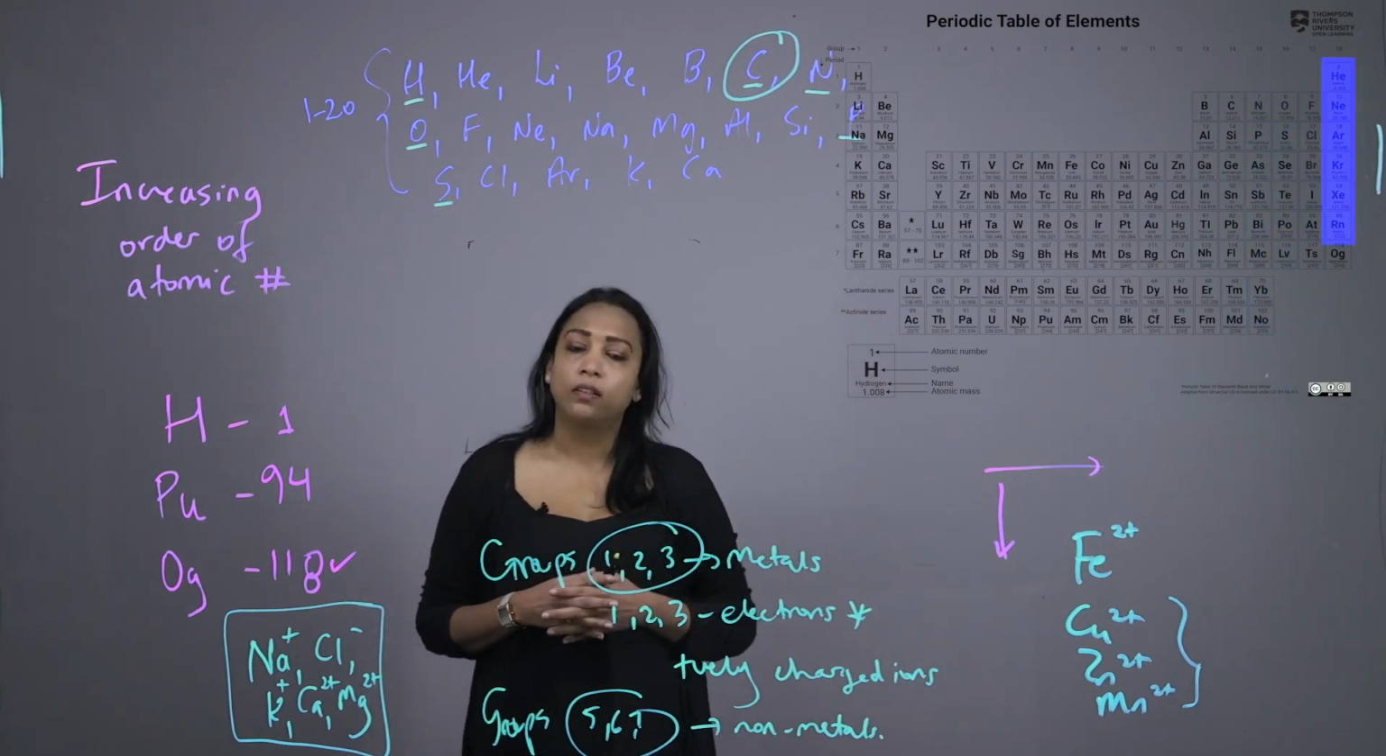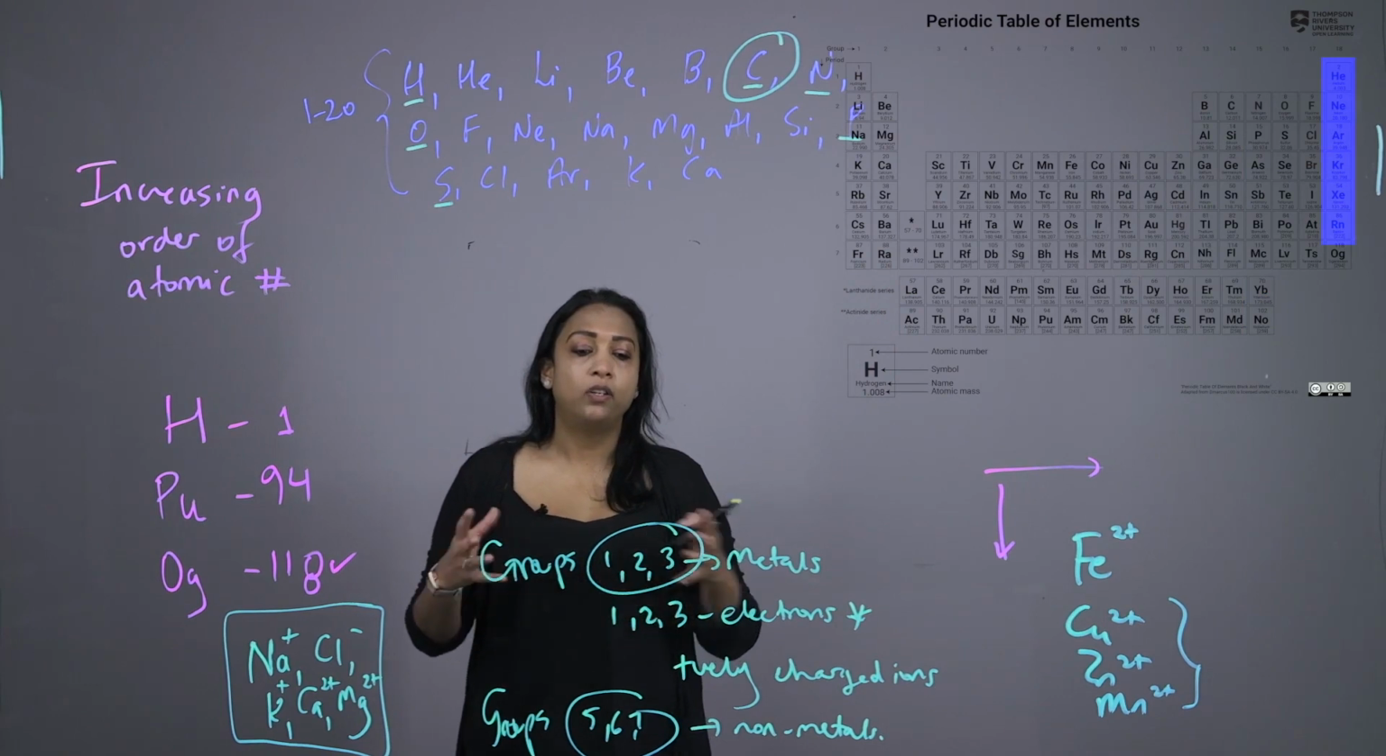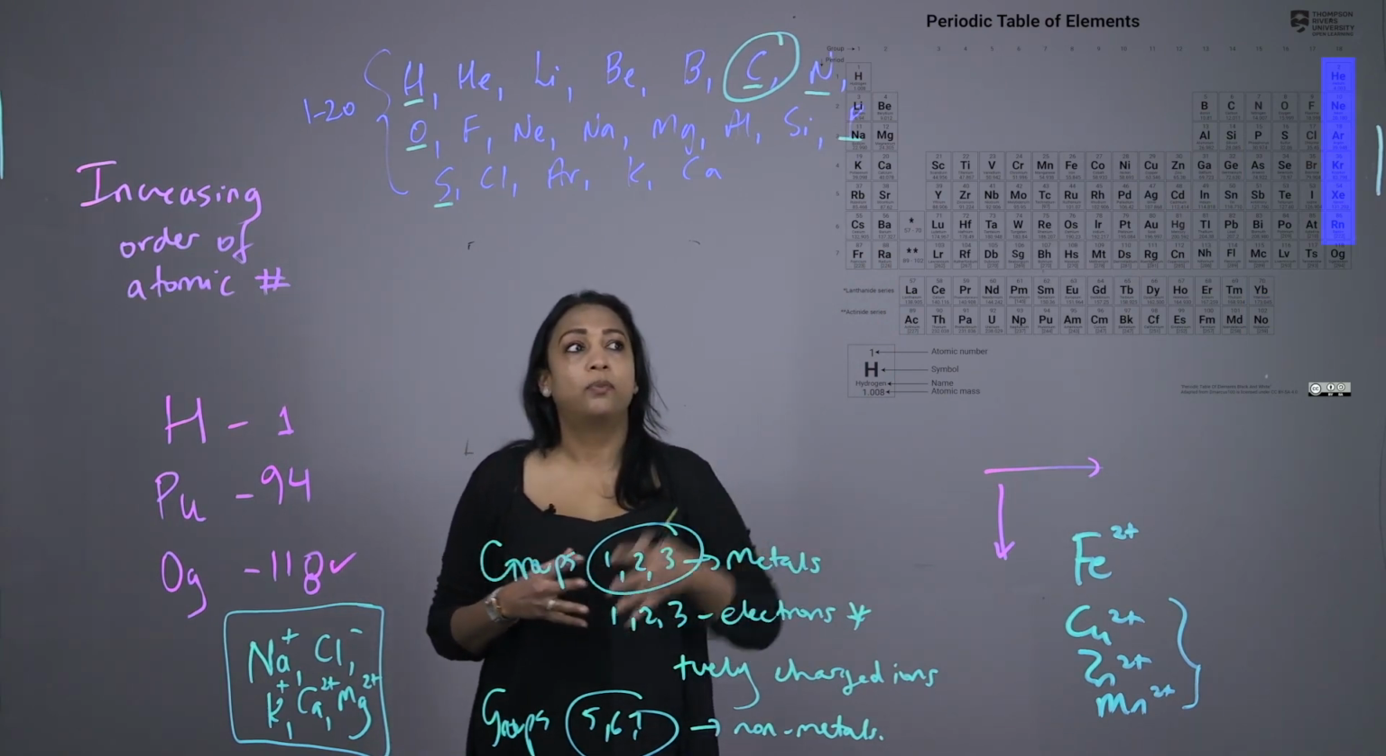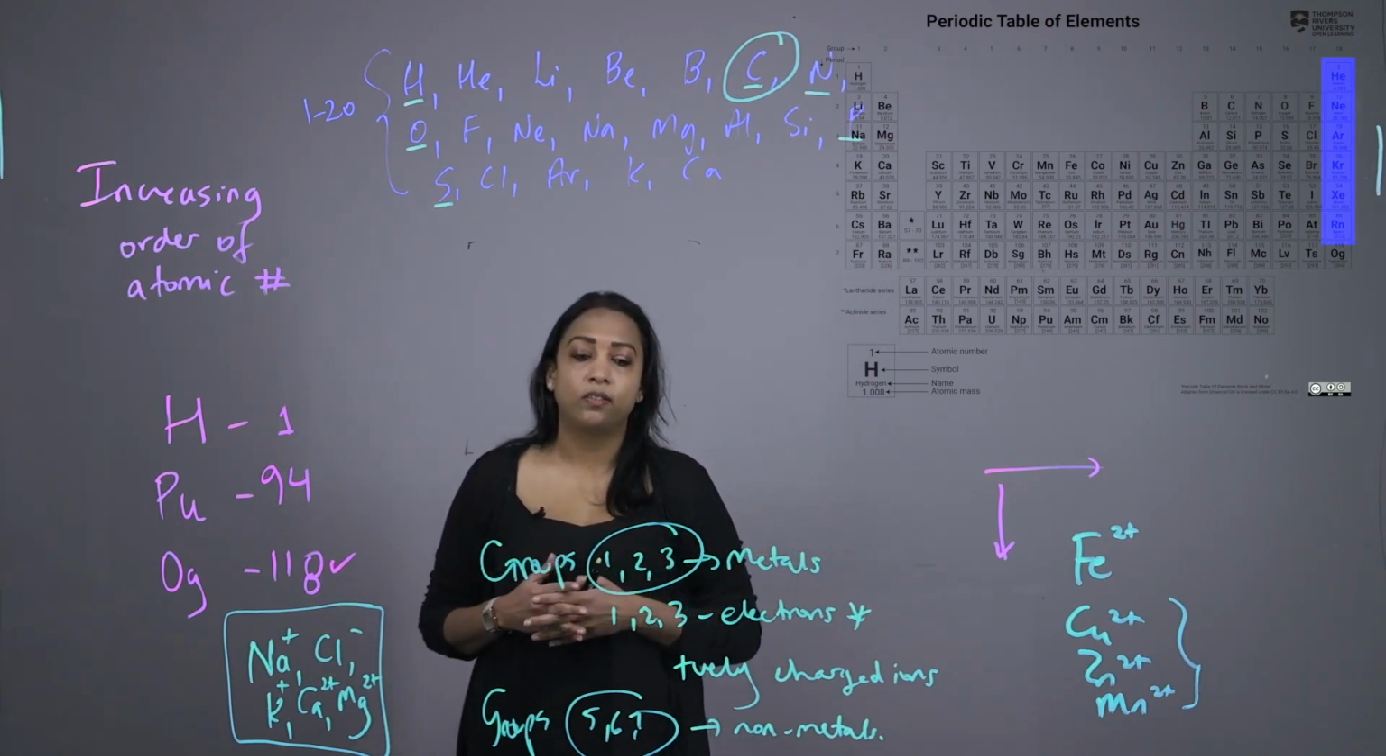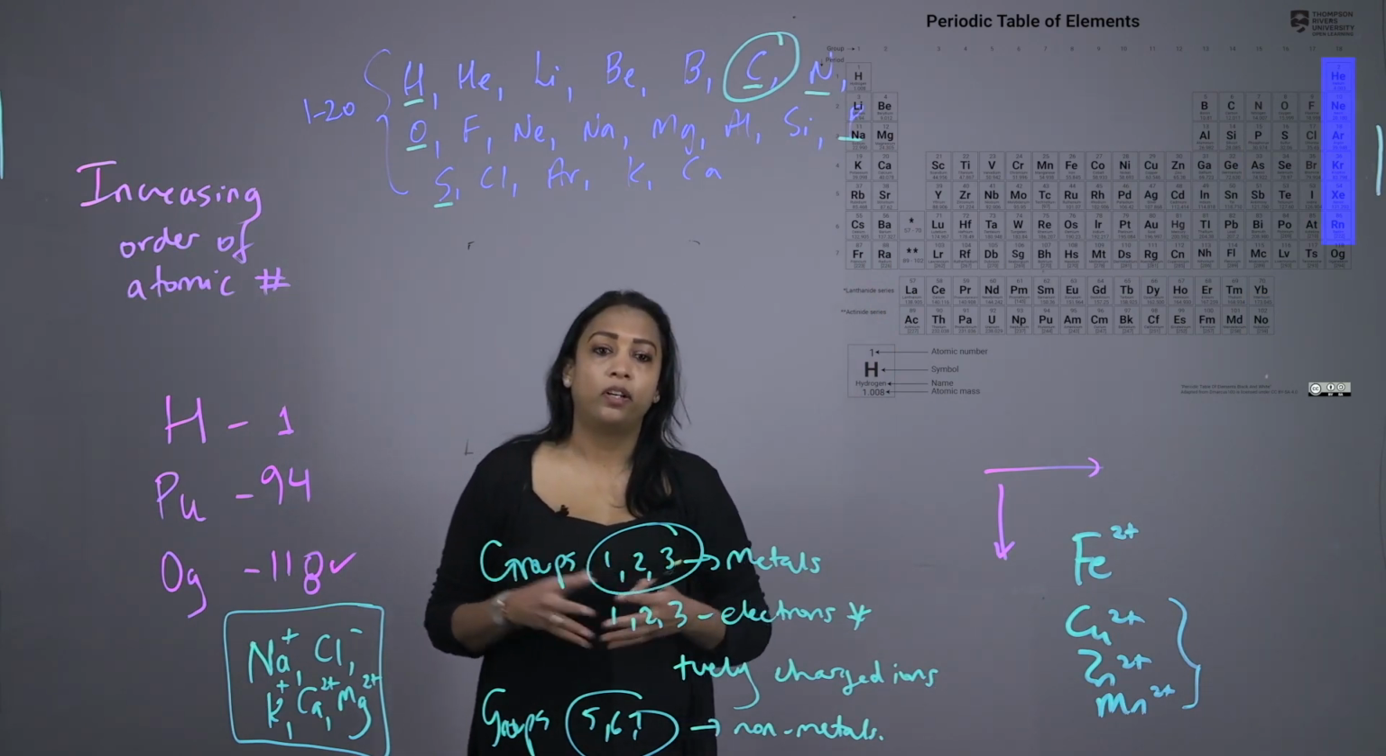Finally, group 8. These are known as my noble gases because their outermost shells are filled with electrons and they are very unreactive. So that's about all that we're going to talk about regarding the periodic table today.